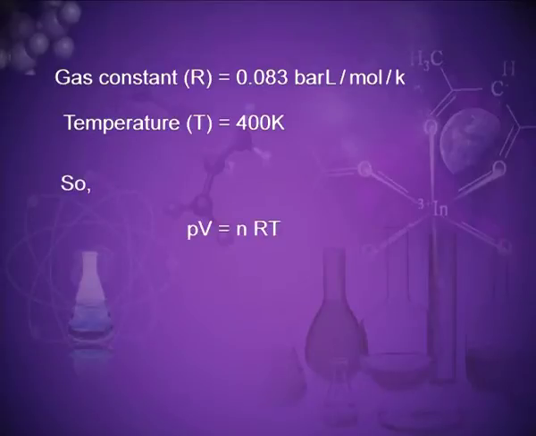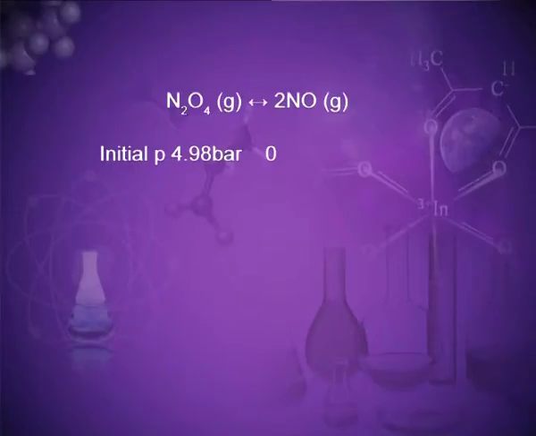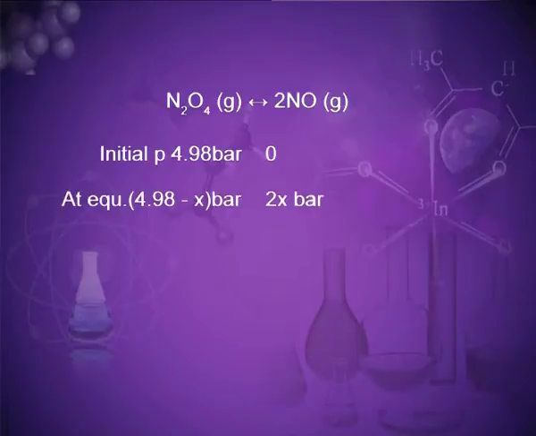So PV equals nRT, giving P into volume 1 liter equal to the number of moles 0.15 mole into the value of R, 0.083, into temperature, 400 Kelvin. So, P will be equal to 4.98 bar. For the reaction N2O4 gives 2NO2, the initial pressure is 4.98 bar and the final is 0. At equilibrium it is 4.98 minus X, giving 2X bar.